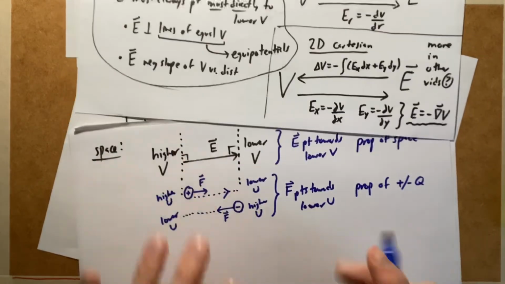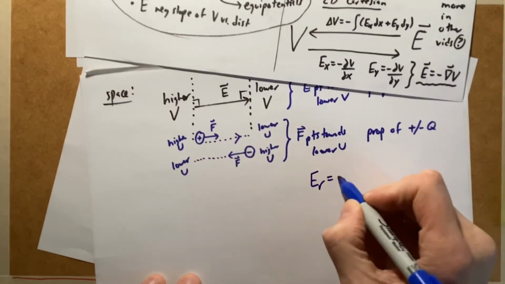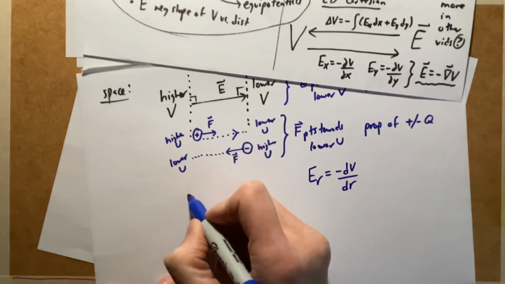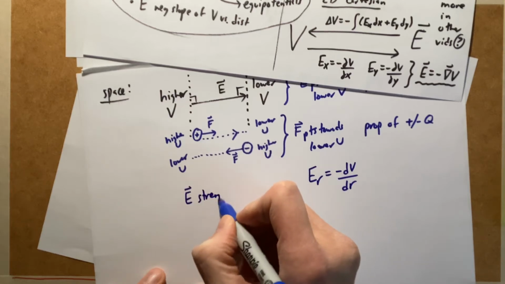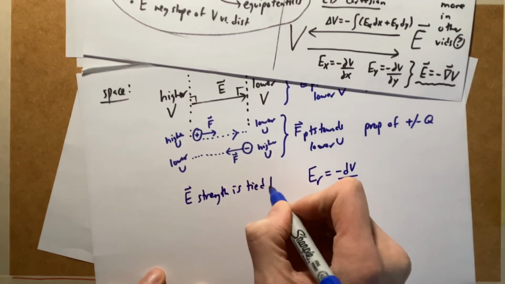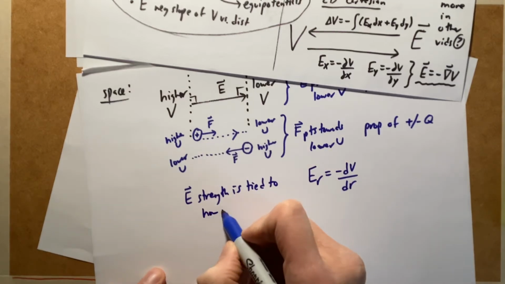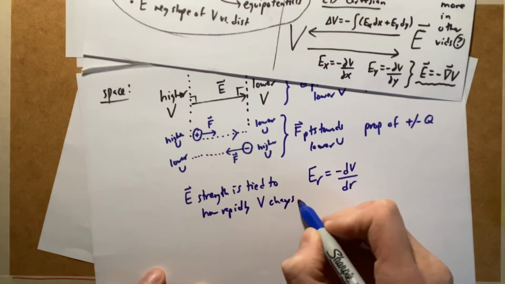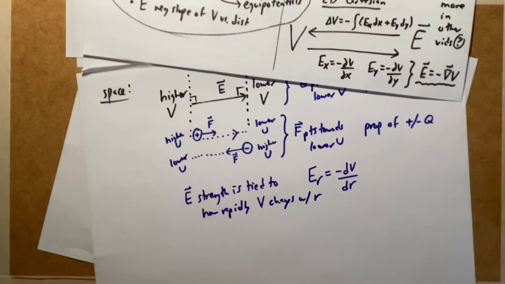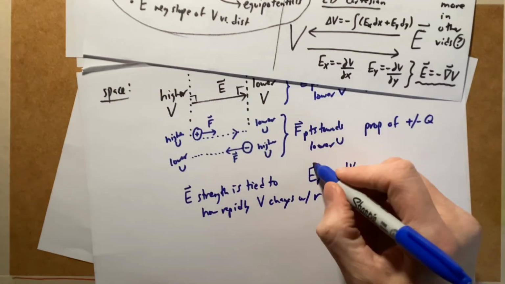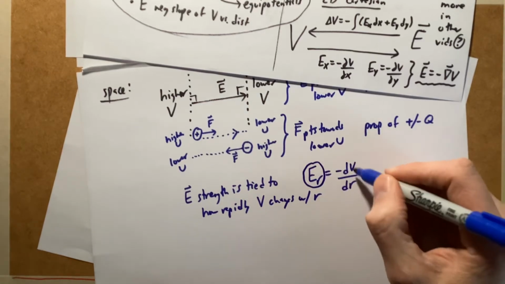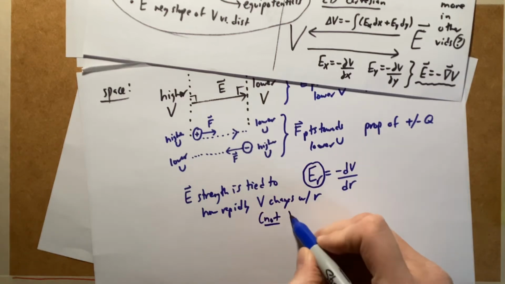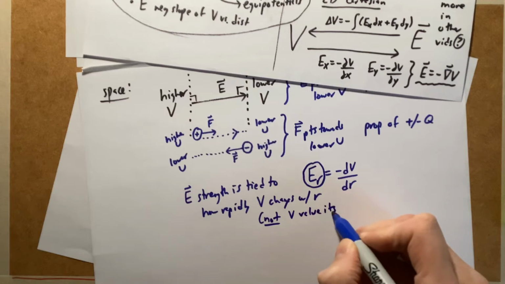And taking this statement, it also tells us that the electric field strength is tied to how rapidly V changes with R, with distance, okay? So you can see it right here, that the electric field strength is tied not to the value of V itself, but its rate. So not V value itself, okay?